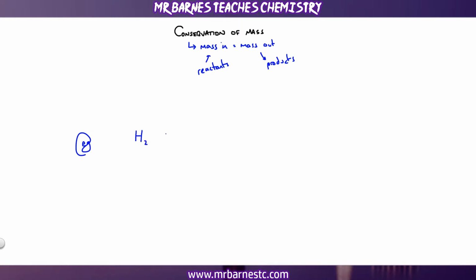So for example, if I have hydrogen and react it with oxygen to make water, and I put 4 grams of hydrogen in and react it with 32 grams of oxygen, in total my mass of my reactants is 36 grams. Therefore my mass of my products must be 36 grams. So it doesn't matter what chemicals you're using, the mass in is the same as the mass out.